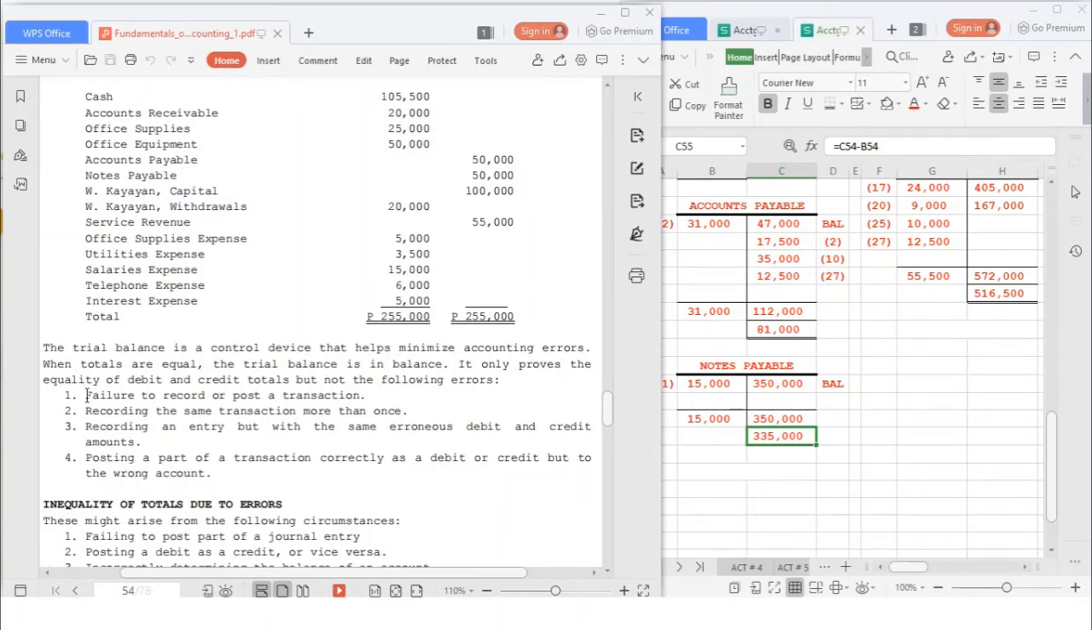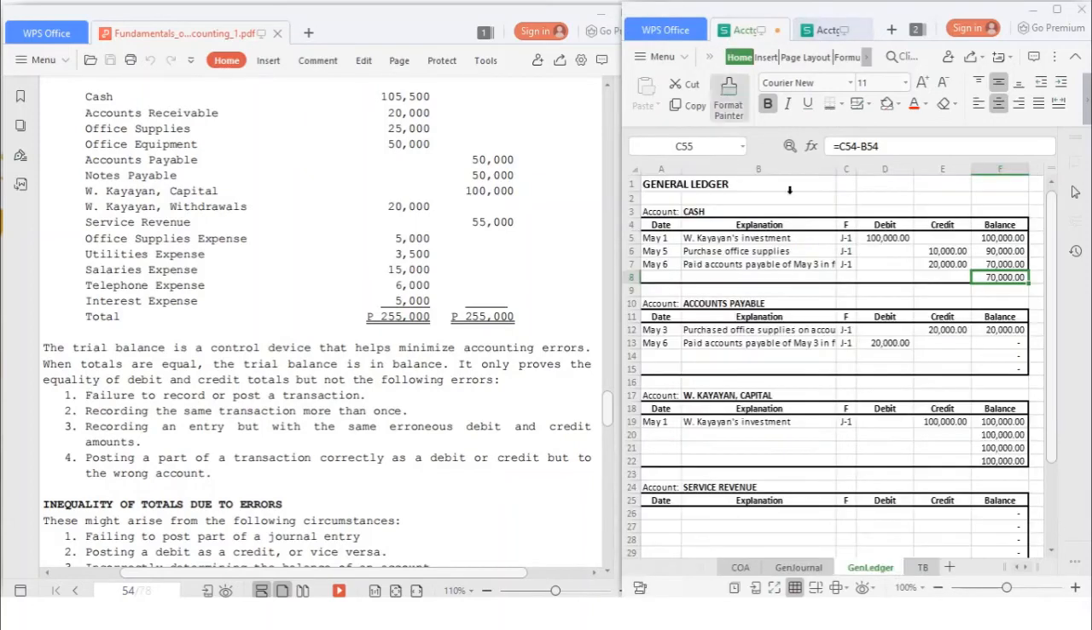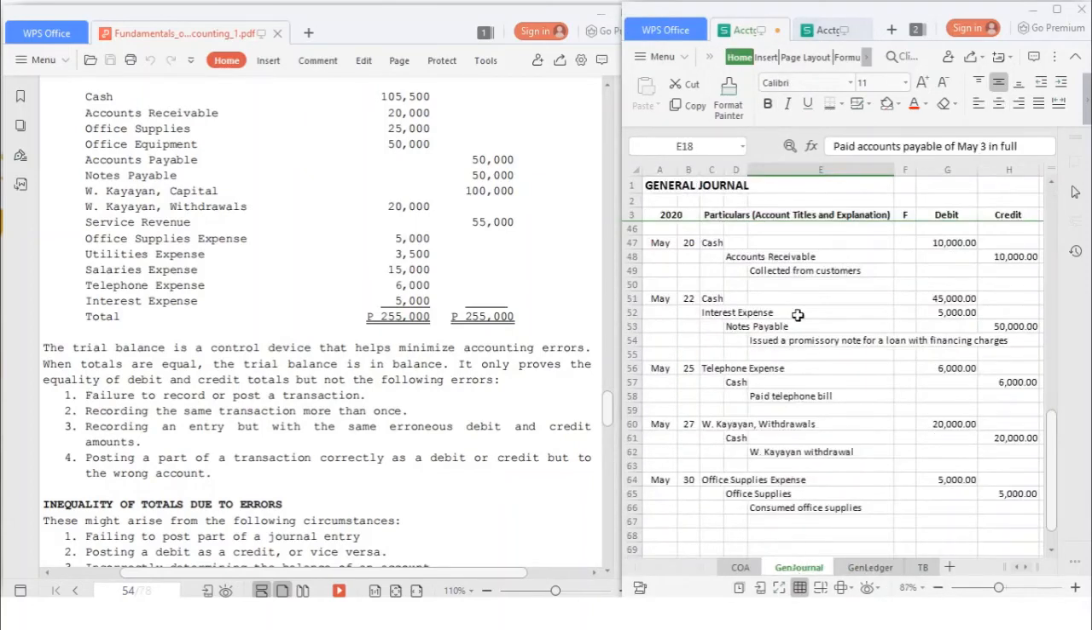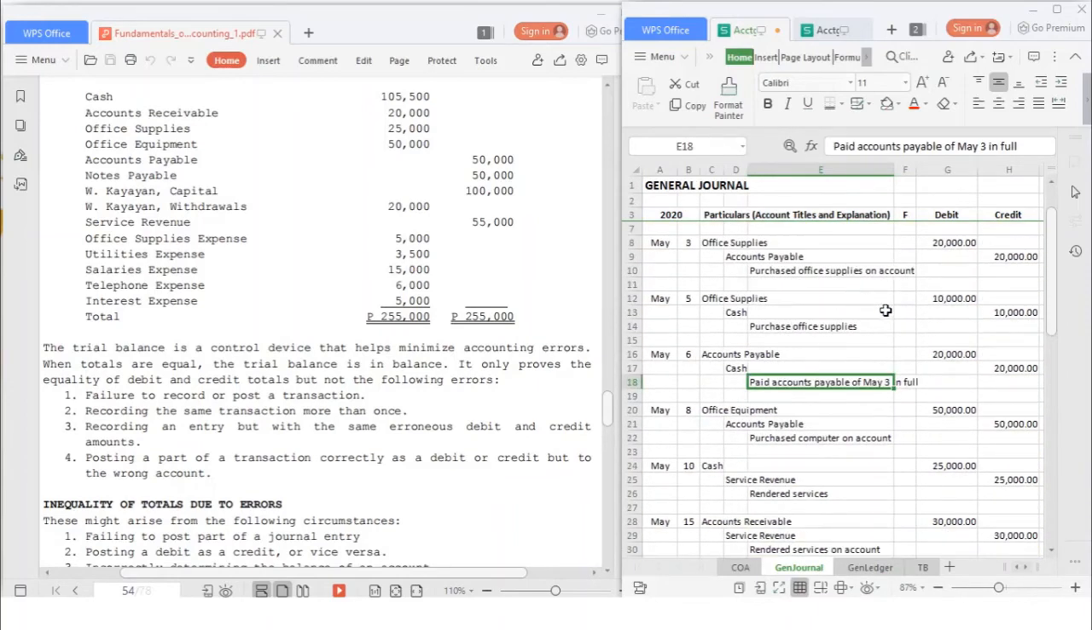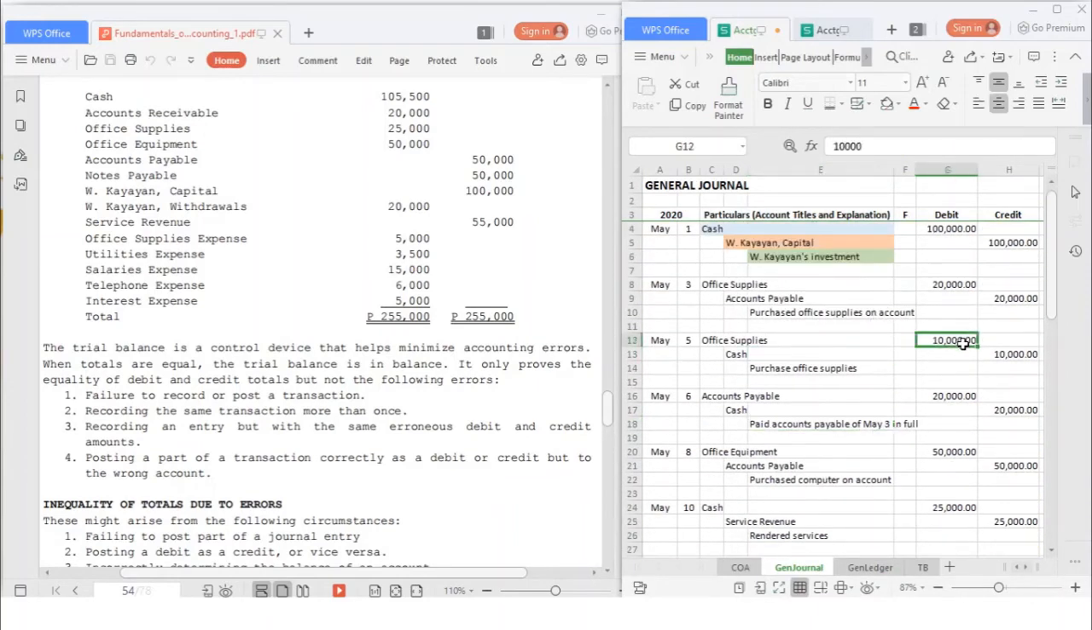Third, there is recording an entry but with the same erroneous debit and credit amounts. So, both your debit and credit are wrong. What this means is, for instance, you made a journal entry, right? You entered in your journal, but instead of writing 10,000, what you put is 100,000 for both debit and credit. Technically, it is still balanced because both are 100,000, but instead of 100,000, the real amount is only 10,000. So, the amount reflected in your total is still wrong.